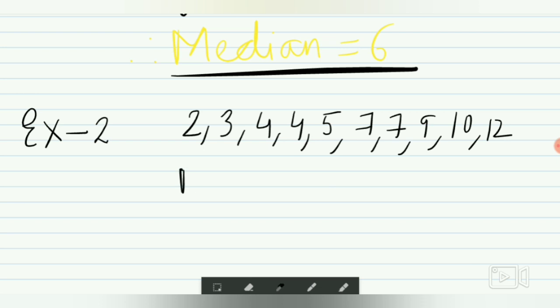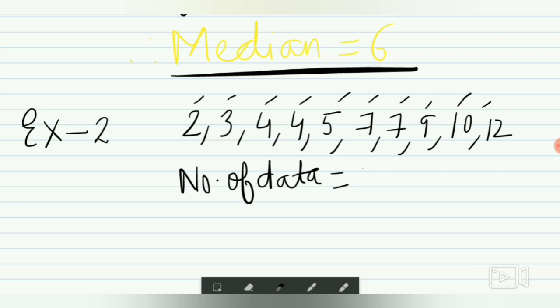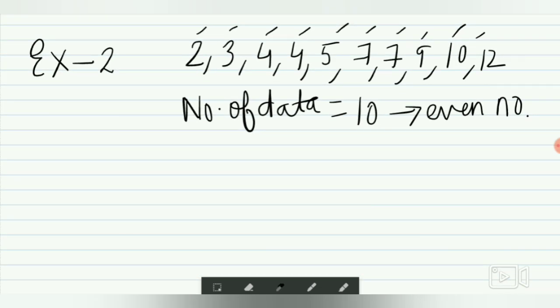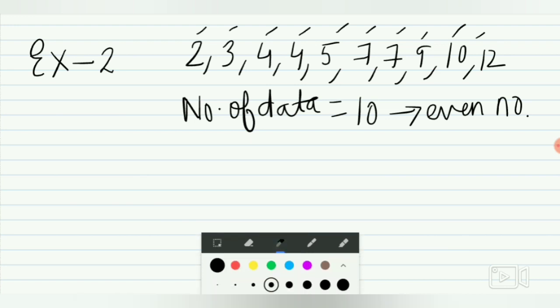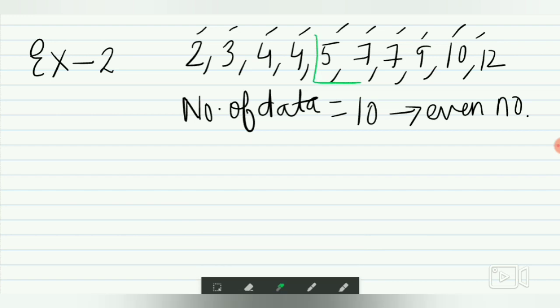Now we have to count the number of data: 1, 2, 3, 4, 5, 6, 7, 8, 9, 10. So there are 10 in number, and you know that 10 is an even number. Even number and odd number, children, you know. So if it is 10 in number, we have to take the two middle terms. Two numbers will come in the middle, and that is 5 and 7. See, 1, 2, 3, 4, then 1, 2, 3, 4, and the middle two numbers are 5 and 7.